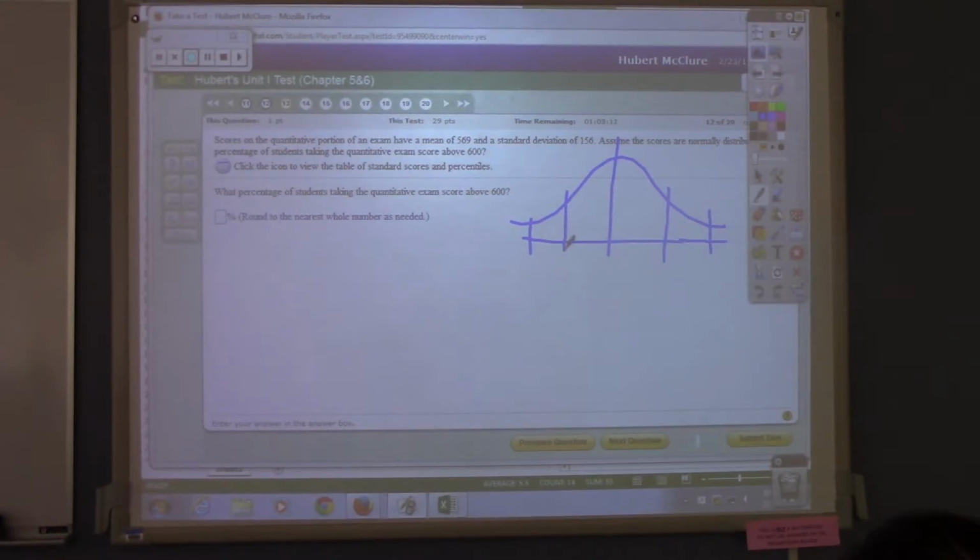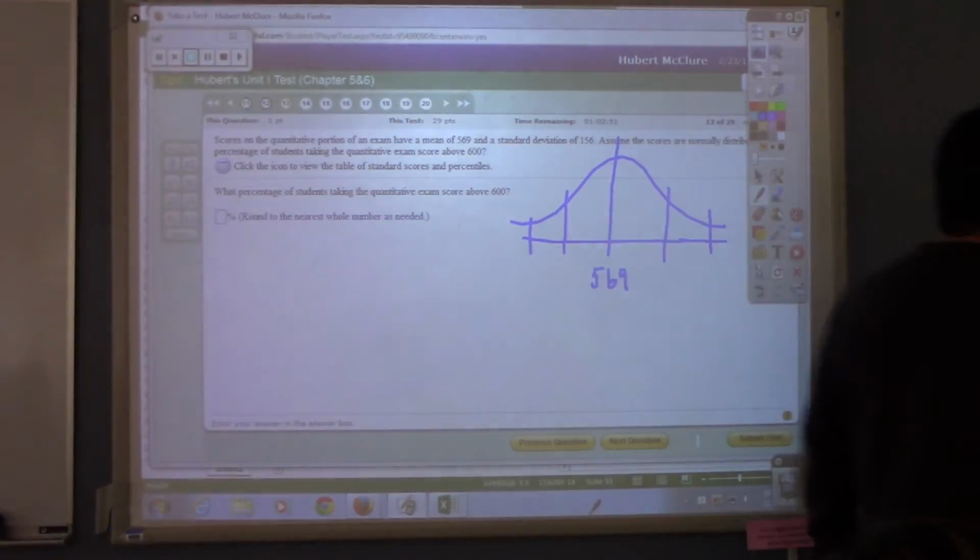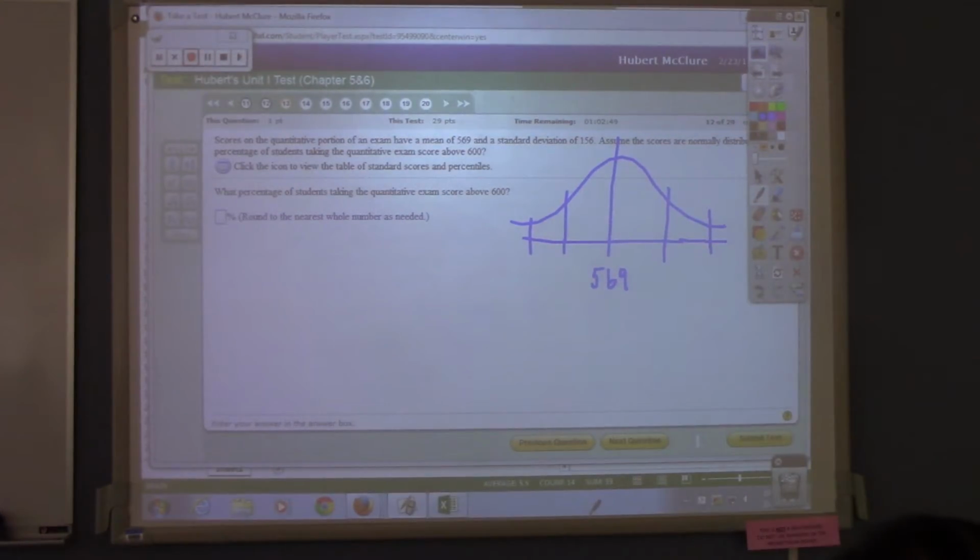All right, so we get 569 is right here. Y'all want to come up here and write with a mouse? Come on up here if you think you can write better. All right, what's 569 plus 156? 725. And then what's 725 plus 156? 881.